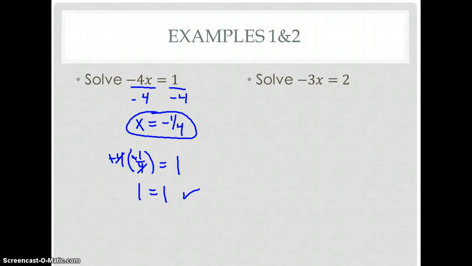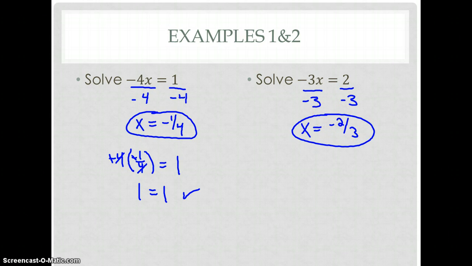Negative 3 times x, again, that's multiplication. The inverse of multiplying by negative 3 is dividing by negative 3. But if I divide the left side by negative 3, I also have to divide the right side by negative 3. X is equal to negative 2/3. And that would check out if we went back and substituted it in. We're not going to do that right now, though.